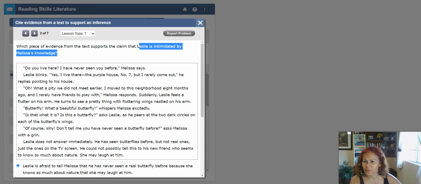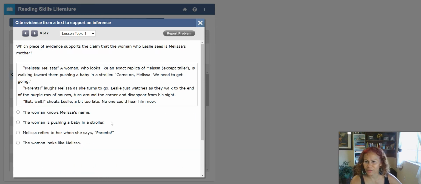Let's take a look at number 2. Second passage. This one is short. Which piece of evidence supports the claim that the woman whom Leslie sees is Melissa's mother?